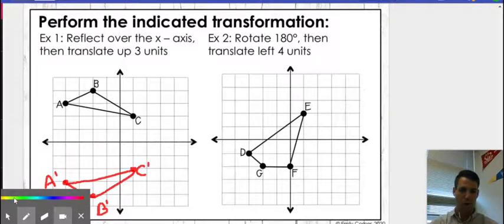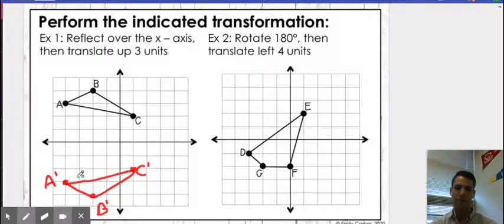Now let's move our shape for our second one, and we'll use green. From that, we need to translate it 3 units up. So my A prime is going 3 units up. B prime is going 1, 2, 3 units up. And C prime is going 3 units up. And I just need to connect my dots to finish off this triangle. And I have A prime and B prime, and I have C prime, and I've done my 2 transformations.